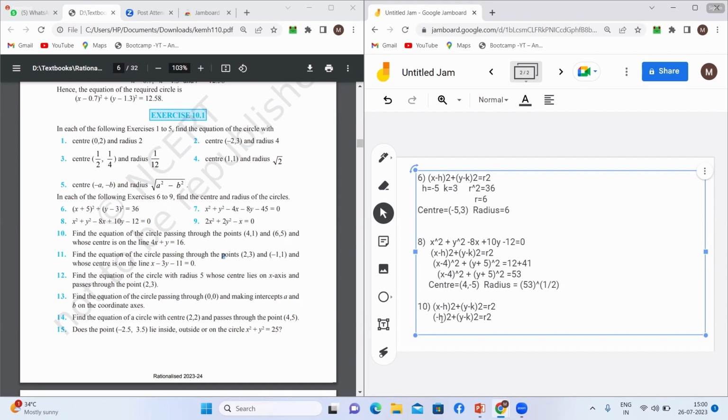So let me again copy this equation and right here, just replace x with the value of x. x is given to us as 4 and y is given to us as 1. Okay. And again, writing the same equation, just replacing with the second point, 6 and 5. So we have got 2 equations, but we have 3 variables, h, k, and r. So we want one more equation. One more equation is given to us as the center is lying on 4x plus y equal to 16.